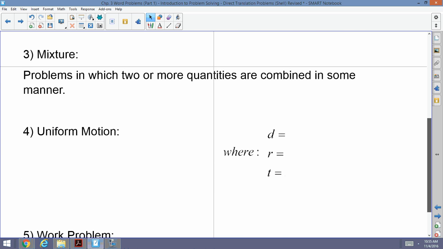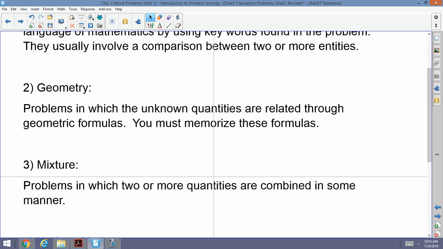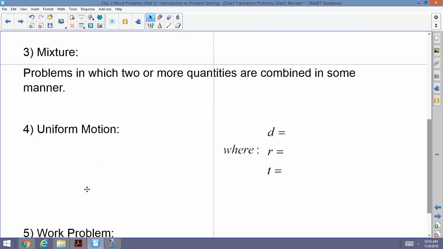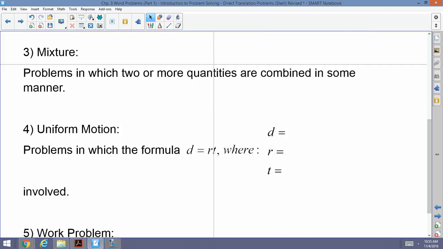Uniform motion, we're doing it for this test. Uniform motion problems are problems in which the formula D equals RT, where D equals distance, R equals rate, and T equals time, is involved. So when we have distance, rate, and time, those are uniform motion. We will be doing those this test.